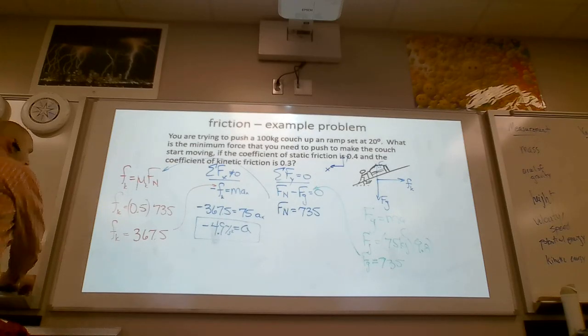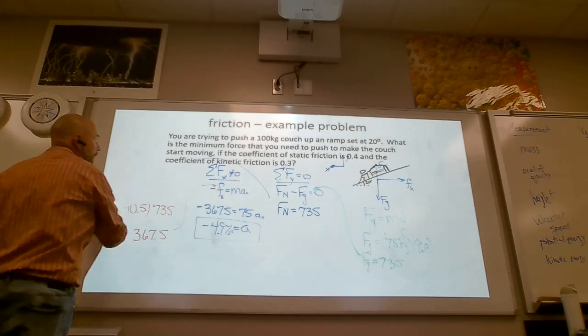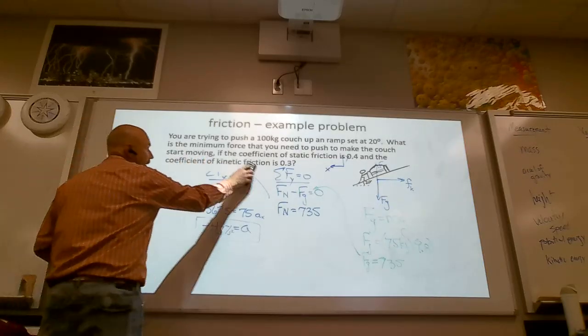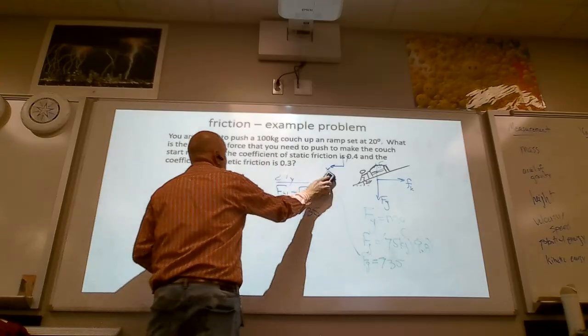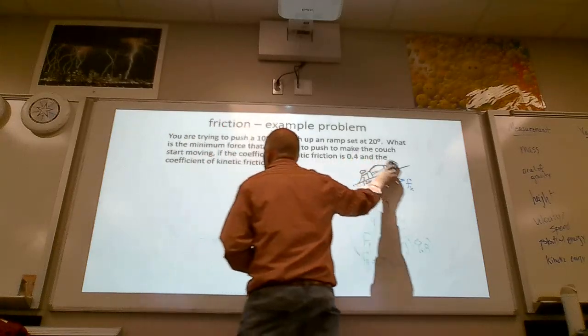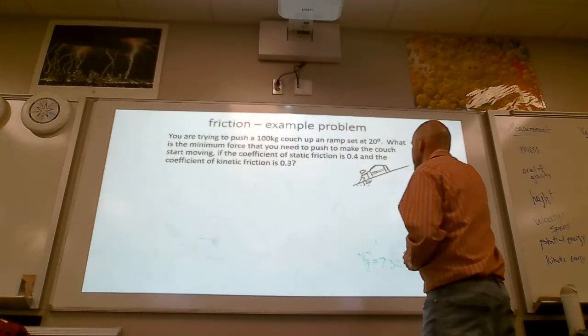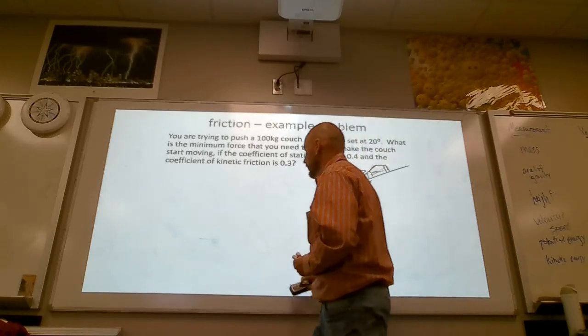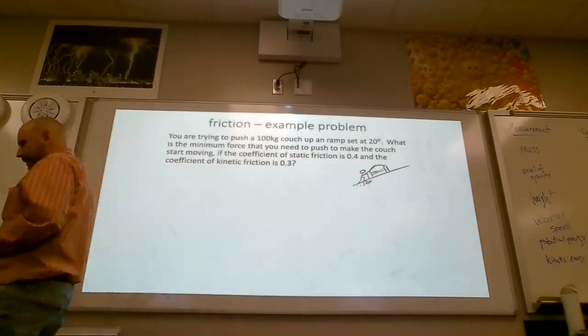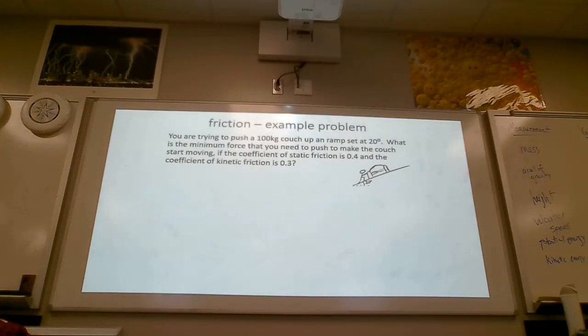Okay, here's a harder problem. Trying to push a 100-kilogram couch up a ramp at 20 degrees. What is the minimum force that you need to push to make the couch start moving if the coefficient of static friction is 0.4 and the coefficient of kinetic friction is 0.3? What do you think I'm going to tell you to do first? Set it up. Go. I'll give you a minute.